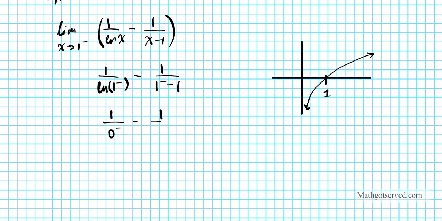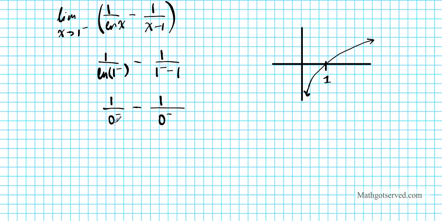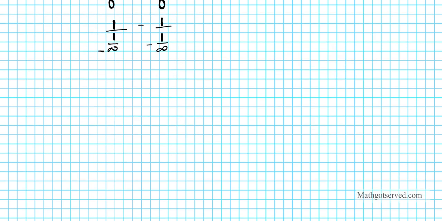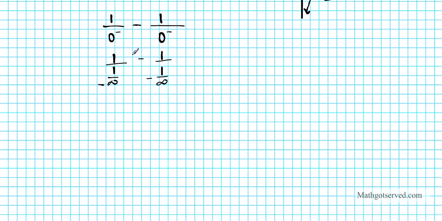Minus 1 over 1 minus 1 from the left, which is also a very small negative number. Another way we can express a really small negative number is 1 over negative infinity. So we have 1 over negative infinity minus, in the same way, 1 over negative infinity. If I reciprocate this, multiplying the numerator by the reciprocal of the denominator, I have 1 times negative infinity minus 1 times negative infinity.